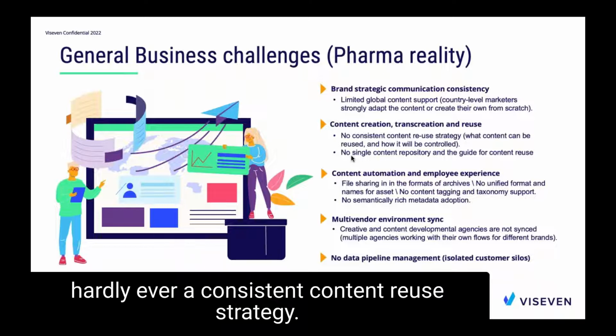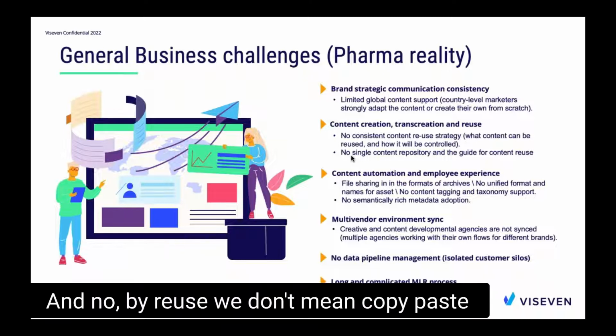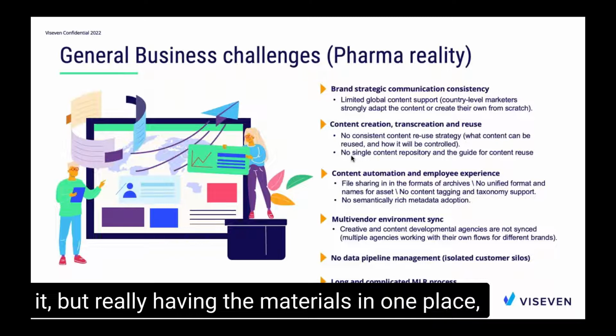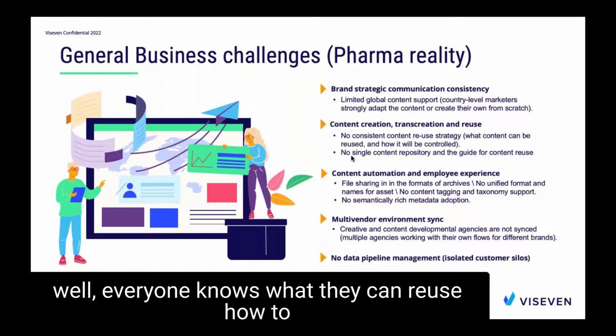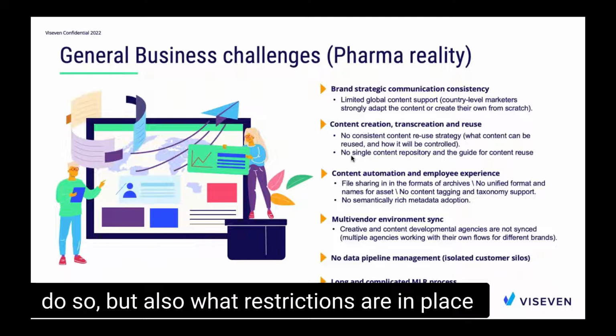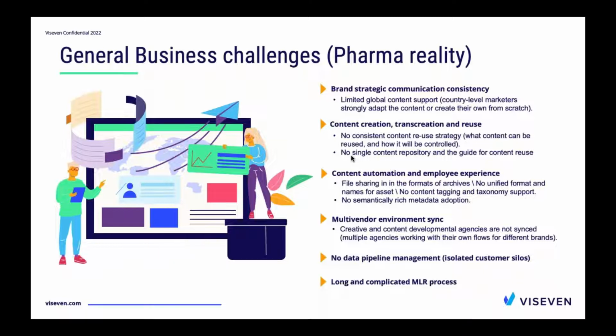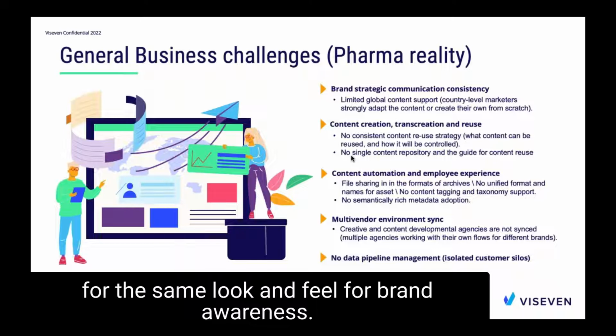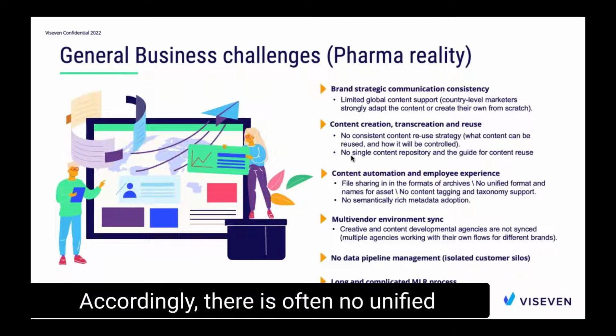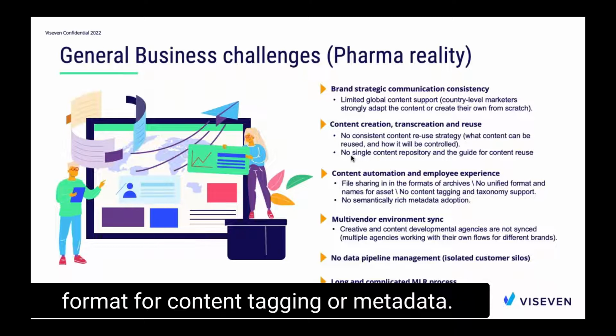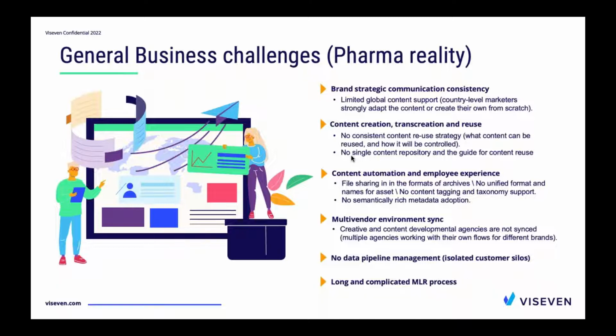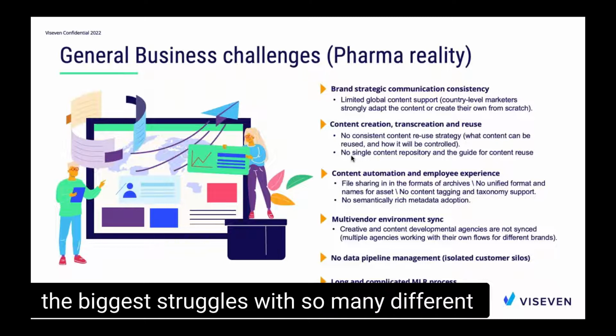There's hardly ever a consistent content reuse strategy. And no, by reuse we don't mean copy pasting, but really having the materials in one place, where everyone knows what they can reuse, how to do so, but also what restrictions are in place for the same look and feel for brand awareness. Accordingly, there is often no unified format for content tagging or metadata. The multi-vendor environment is one of the biggest struggles.